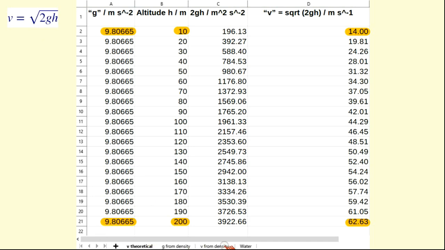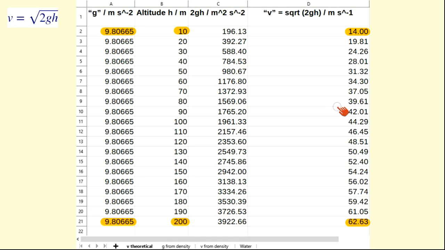I've done a spreadsheet here with different values, and I put the titles here to make it simple. g in quotation marks, otherwise it defaults to being capital G, and these are values given by Wikipedia, 9.80665. Then the theoretical value of v, with altitude from 10 metres to 200 metres, is 2 times g times h, which gives you that. You can check those out. And then v is the square root of that, which is in this equation, and they're getting 14.62 and so on.